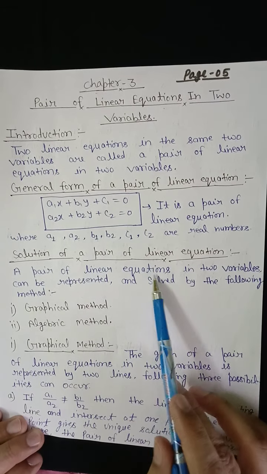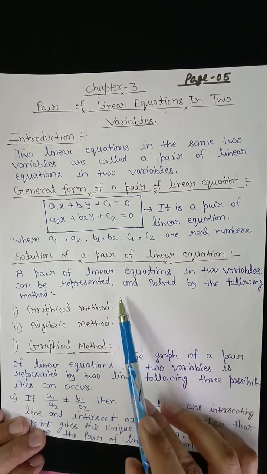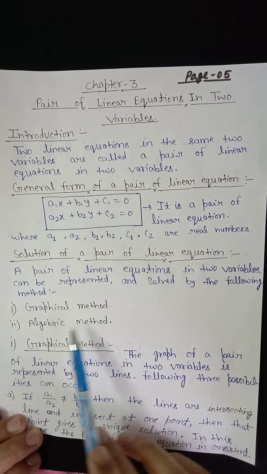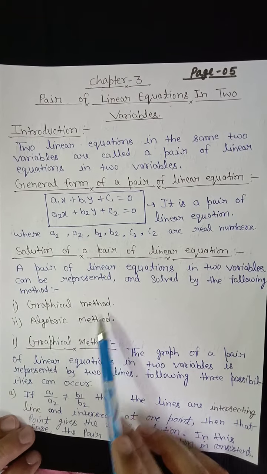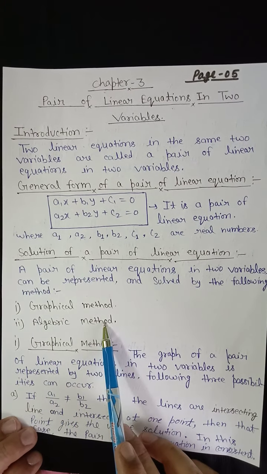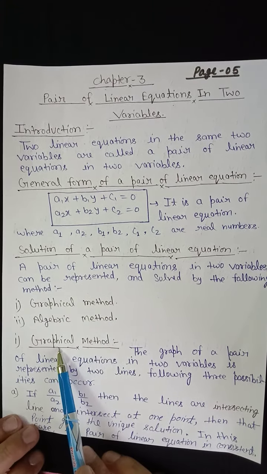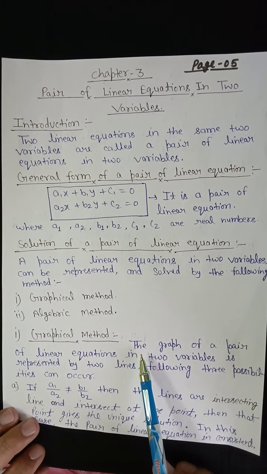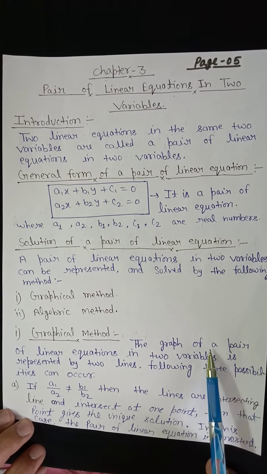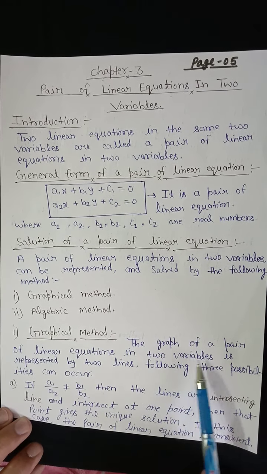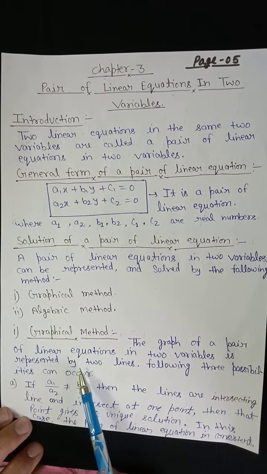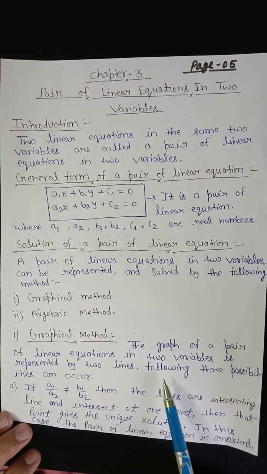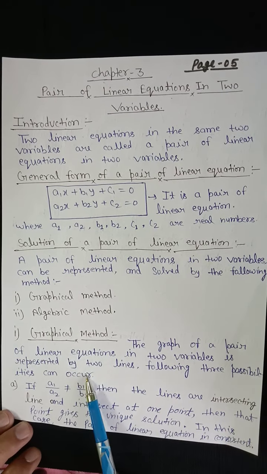A pair of linear equations in two variables can be represented and solved by the following two methods. First method is the graphical method. Second is the algebraic method. I will discuss the first method, the graphical method. In this method, the graph of a pair of linear equations in two variables is represented by two lines. The following three possibilities can occur.